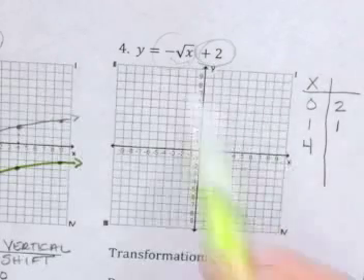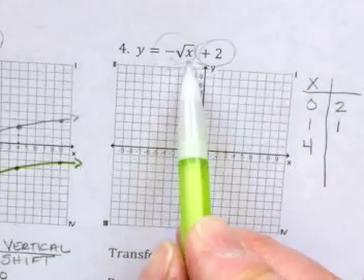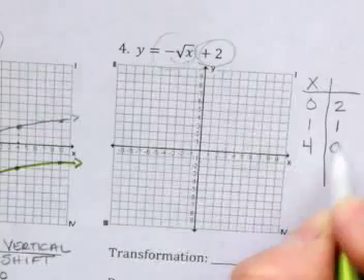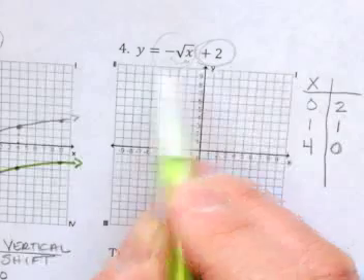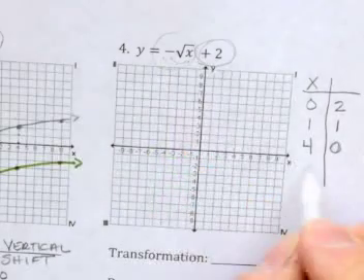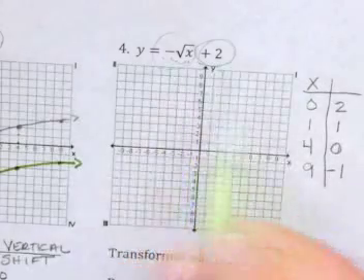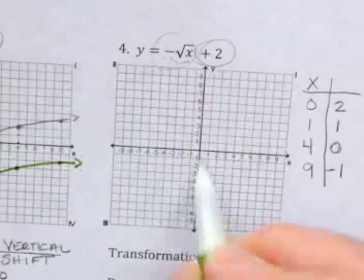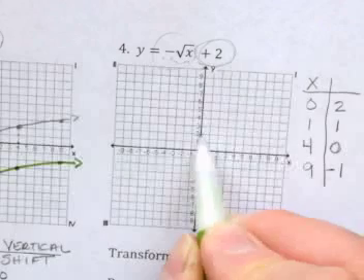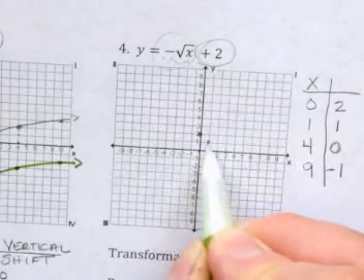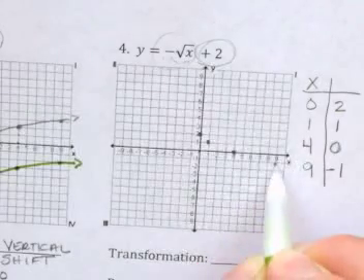Let's put in 4 for x. When x is 4, the square root of x is 2, and that's negative, so I would have a point at 4, 0. And then let's put in 9. The square root of 9 is 3. Make it negative, and negative 3 plus 2 gives me negative 1. So if I plotted those points, 0, 2, 1, 1, 4, 0, and 9, negative 1.